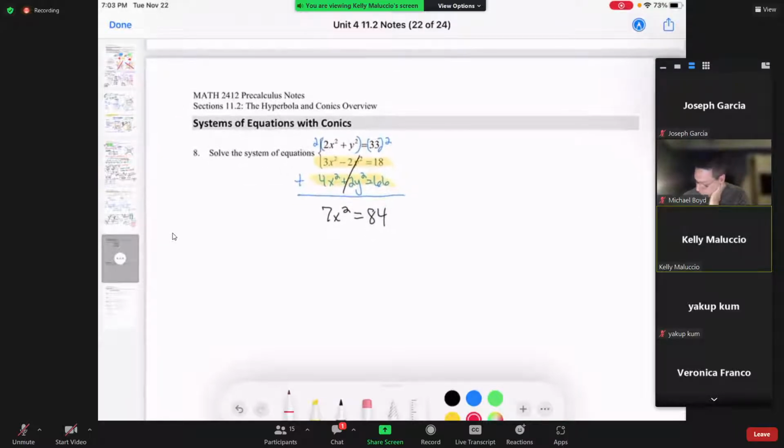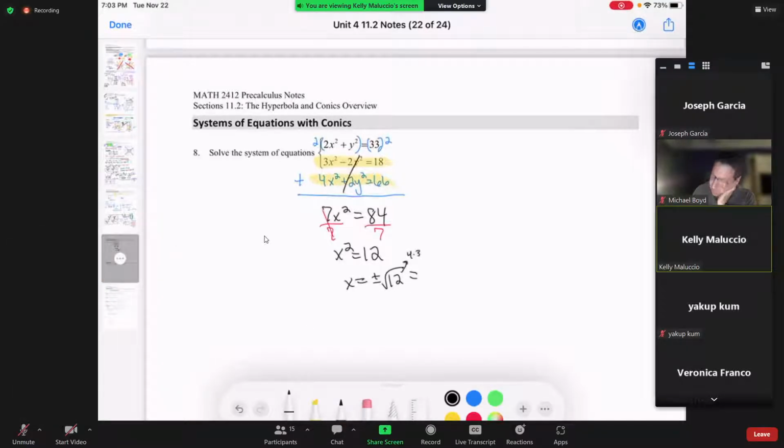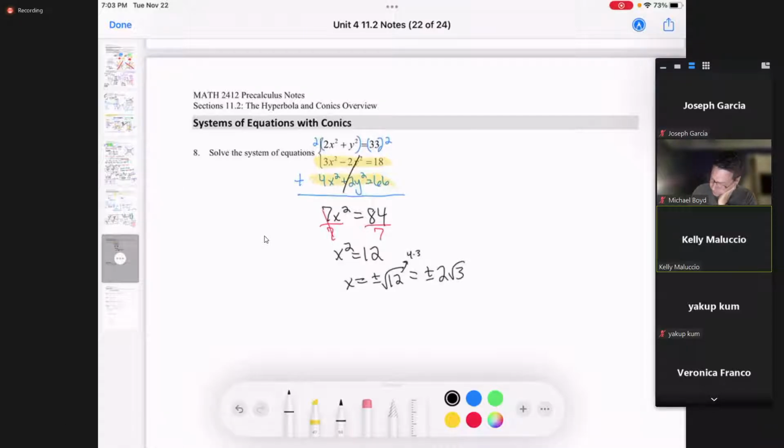And so then I divide both sides by 7. And I get x squared equals 12. And so I get x equals plus or minus the square root of 12, which 12 is 4 times 3, right? 4 times 3. So this is plus or minus 2 root 3. And so we found x.